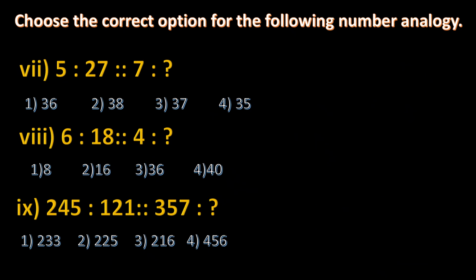Okay, next set of questions on your screen. 5 is to 27, 7 is to what? And the rest 2 questions on your screen. So your timer starts now. 50 seconds timer.